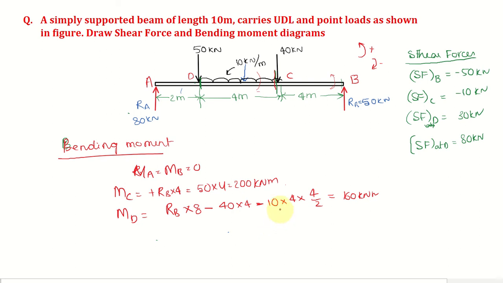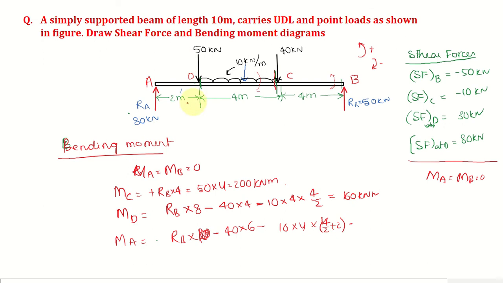Before that, let me write the bending moment values here. MA is equal to MB is equal to 0. You can also try whether MA is 0 or not. Here that is RB multiplied by the distance up to A, 10 meter, minus 40 into the distance up to this, which is 6, minus 10 into 4, the load multiplied by the distance, which is 4 by 2 plus 2 up to A, and minus 50 into 2. If you do this, you will surely get 0. You check it. So MA is equal to MB is equal to 0.